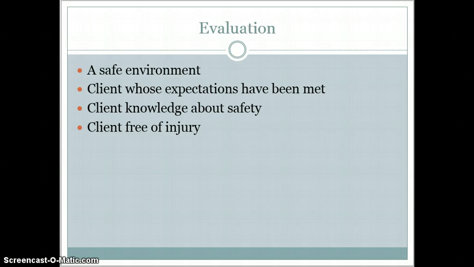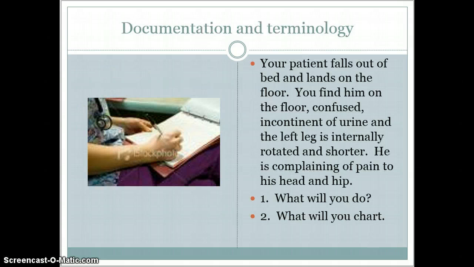Are they free from injury during their stay at our facility? When we look at our documentation, if your patient would fall out of bed, land on the floor, and you find them on the floor, confused, incontinent of urine, their left leg is internally rotated and shorter, he complains of pain to his head and hip, what is your first priority? Hopefully you're starting to think the head injury is my priority.